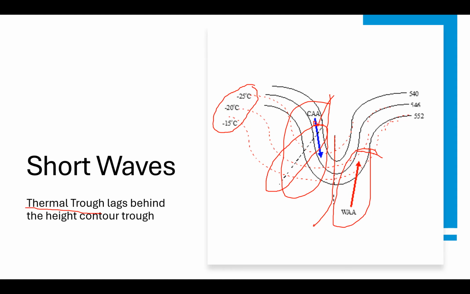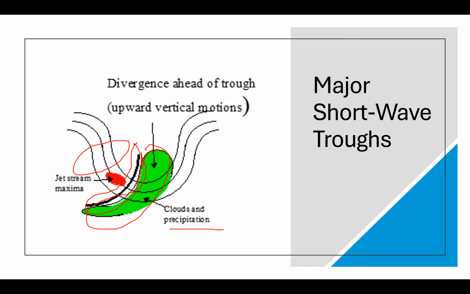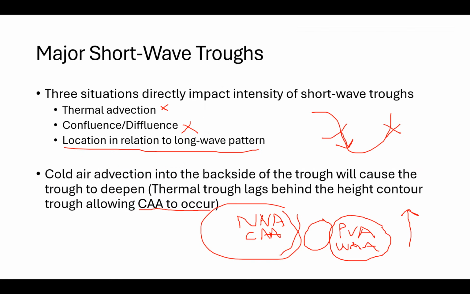The thermal or temperature trough lags behind because this is an out of phase situation here in this diagram on the right, where you have the red dashed lines, your isotherms, lines of equal temperature, crossing the height contours, which indicates temperature advection. We talked a little bit more about upper level major shortwave troughs, like where the clouds and precip will occur out ahead of the shortwave trough axis. And then we talked about the intensity of these systems.